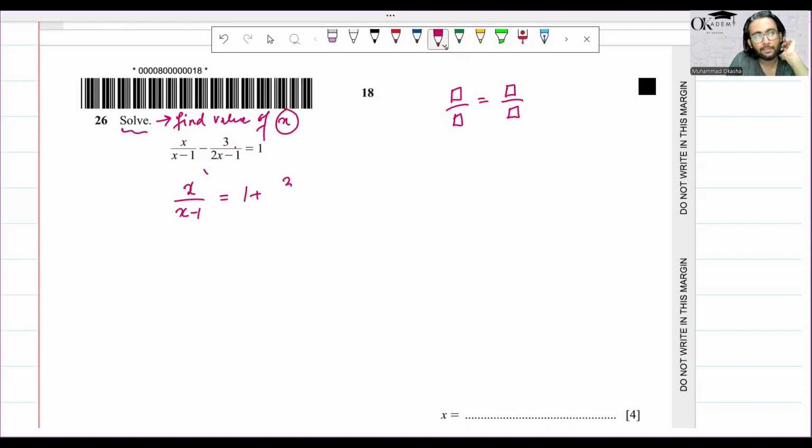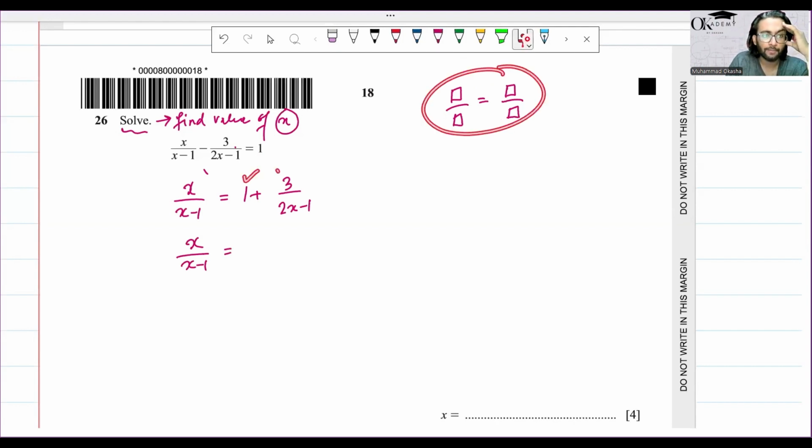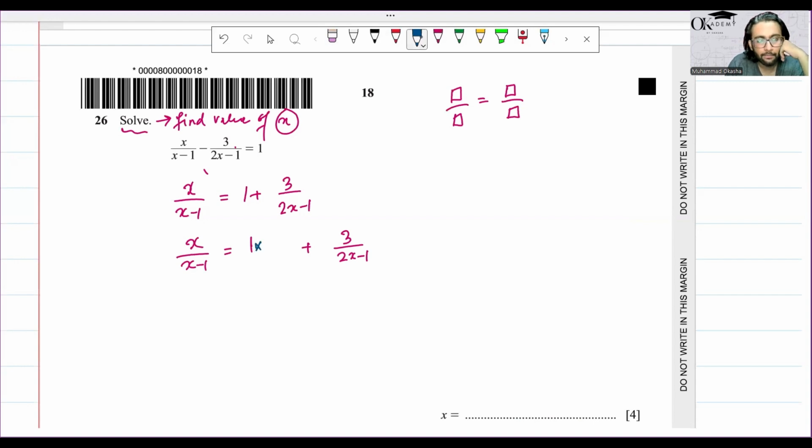So this will be 1 plus 3 by 2x minus 1. And now what's the way to add the two fractions? I have not reached the ideal stage yet because there are still two fractions on this side. I want to convert them into a single fraction so that I can do the cross multiplication. How can I add them up? Well, we have to have the same denominators. One thing I can do is, we have 1 in the denominator, so I can multiply it by 2x minus 1, and I can also multiply the numerator with 2x minus 1.